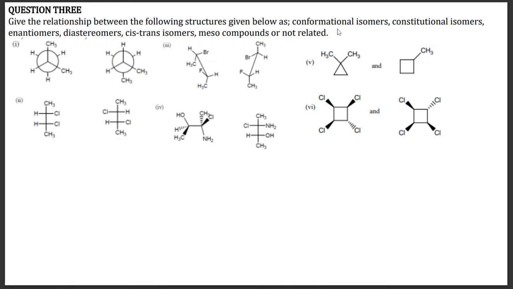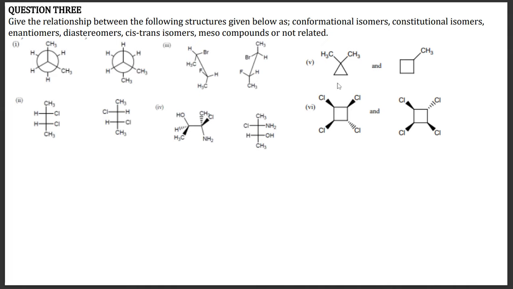Conformational isomers are compounds which have the same molecular formula, the same structural formula, but they have a rotation about a certain carbon. For example, number 3 here, you can see the carbon at the back for both compounds has the same atoms. The carbon in front also has the same atoms, but they just have different rotation. So these are conformational isomers.